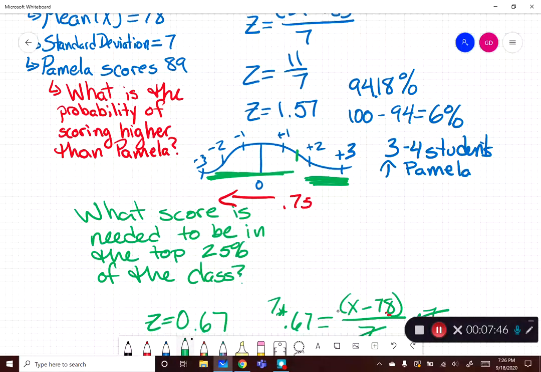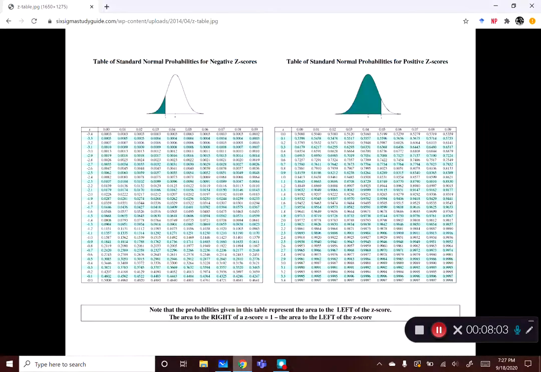The same would go if you were looking at negative values. You would still do the similar process. The values are still to the left. You just have to keep in mind that if you're looking for the top, the greater than, higher than, you have to remember to subtract that from 1. If you're looking at less than, you can always go and look at it that way because that's what gives it to you within the z-table itself when you look at it.